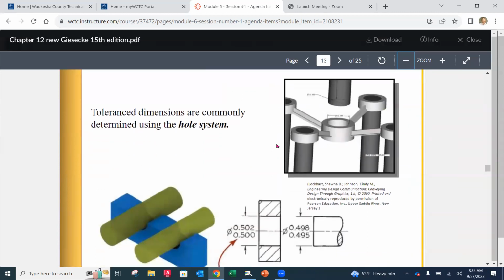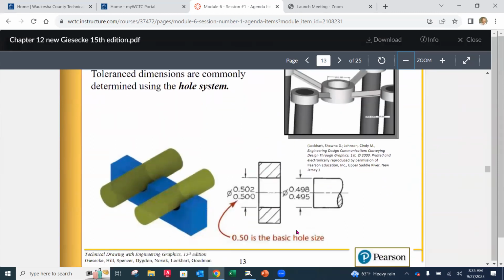Now, there is a whole system, and the whole system is how we tolerance our parts. So for instance, when we look at the hole and the shaft that are going to go together, and this has to do with manufacturing process. So the basic size or the nominal size will always go in the hole system on the hole. So you'll notice here when we put these two parts together, I have 0.5 as my minimum size hole, and then it's going to go up to 0.502. And then over on the right-hand side, the pin that's going to fit in here, you'll notice that its maximum size is 0.498.